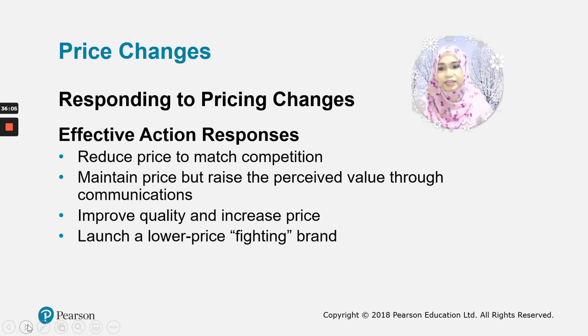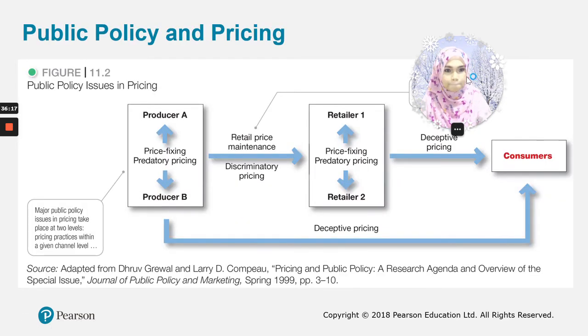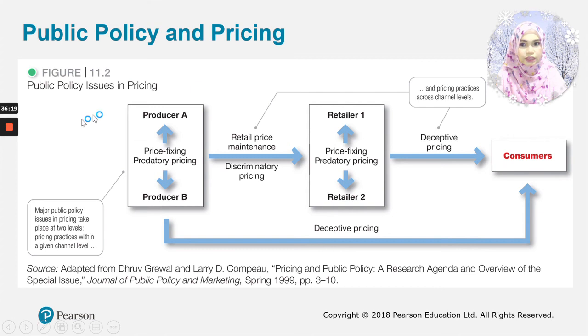Okay, now we have reached the final learning objective for this video and this chapter, which is the overview of the social and legal issues that affect pricing decisions. In this particular figure 11.2, you will be able to see the public policy issues. Again, like I told you just now on how producers sell with predatory pricing, discriminatory pricing and so on. So this always happens.